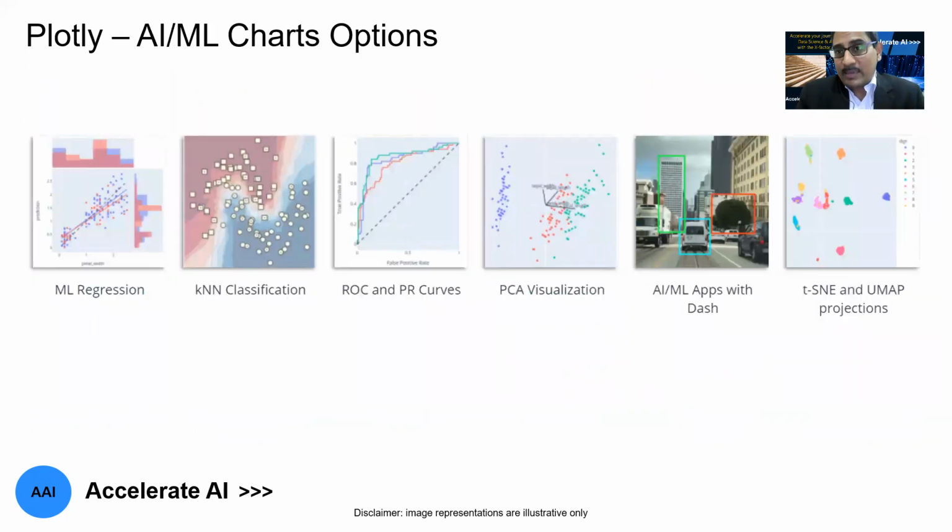This is another one, the AI/ML related chart options. We can create a regression. We'll see an example of that. KNN classification, your receiver operating characteristic or ROC and precision-recall curves, those can be represented easily. There are PCA visualizations, those can be done. And of course, we can have AI/ML apps with Dash on the images and all as well.